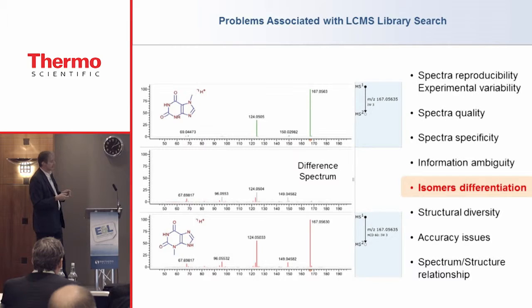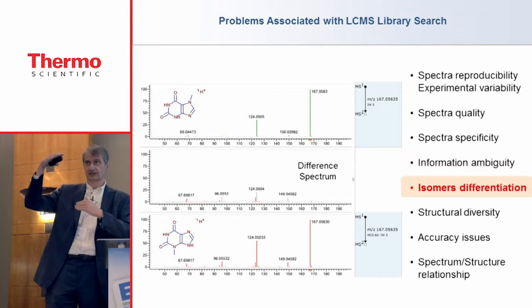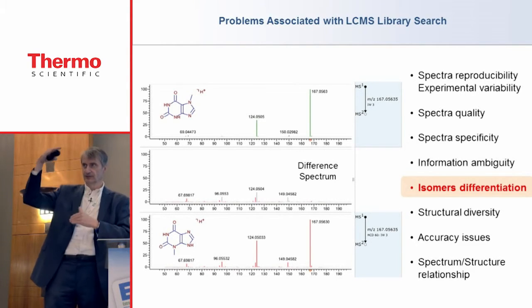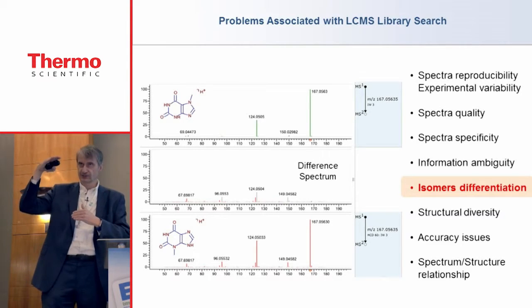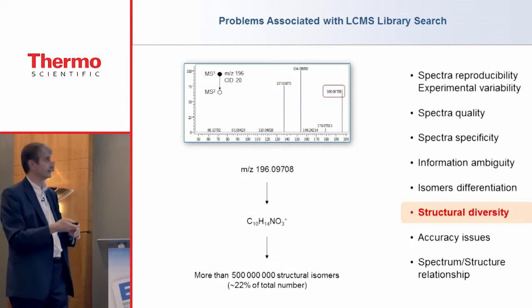Then there is isomer differentiation. We have two different compounds. Yes, very similar, but still different. Spectra are almost indistinguishable. So you have to be very careful if you get a library spectrum as a hit. If you get a hit list, the first compound is not necessarily truly your compound. So you always have to be skeptical.